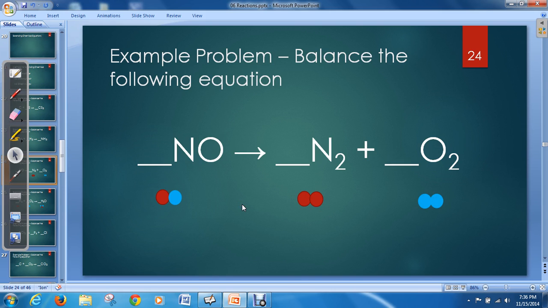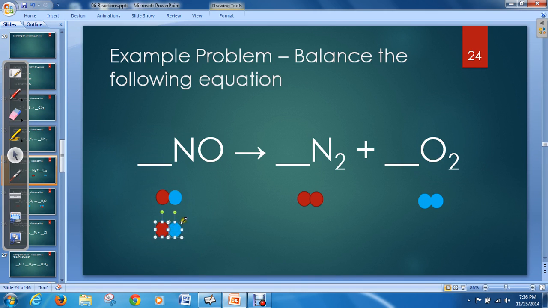Let's count how many reds and how many blues we have on each side. We have one red on this side, we have two reds on this side, and we have one blue on this side and two blues on this side. So we can obviously see we're not balanced here. Let's try and figure it out. Right away we have less on this side, so let's group these guys, and let's make another one. Now we have two of these guys.